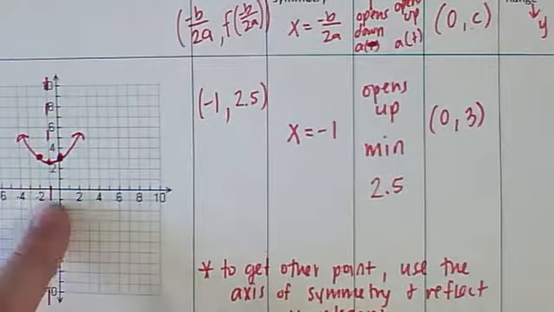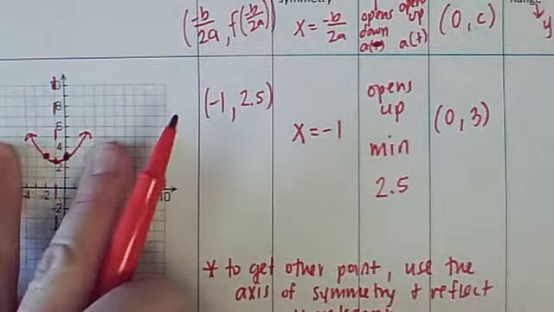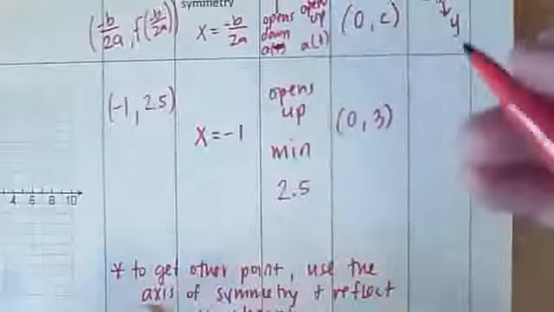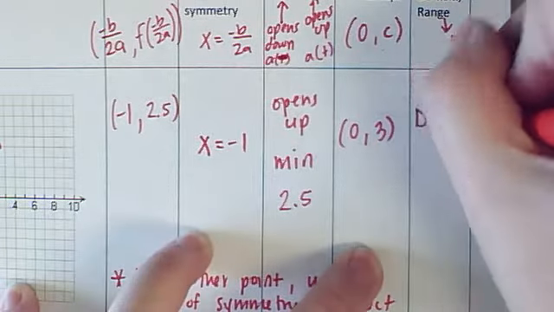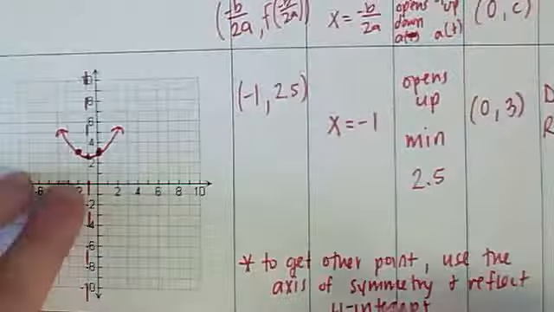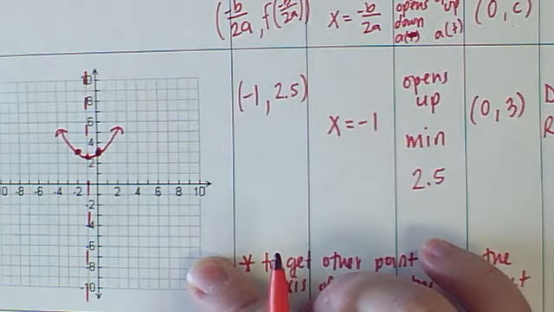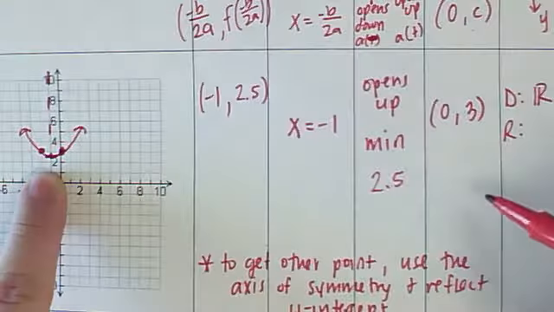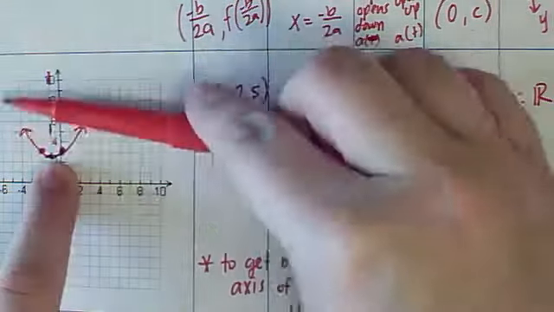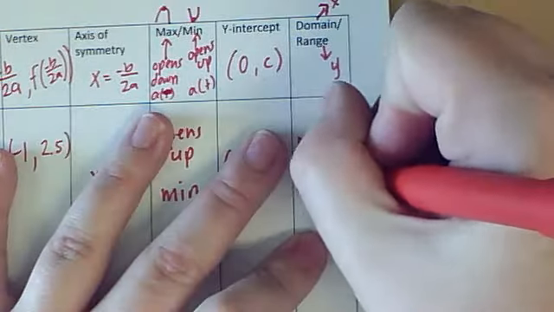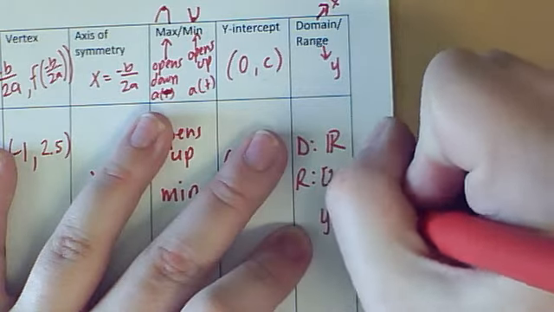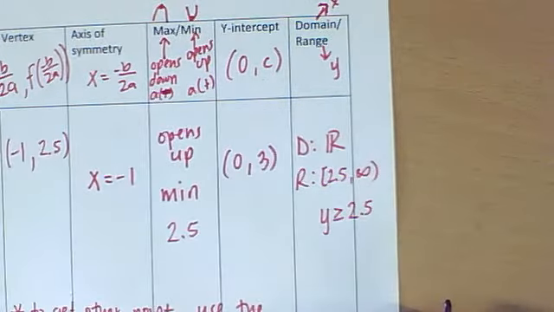Okay, so now domain and range. If I look at my left and right arms, this one's going to the left, this one's going to the right. So my domain is going to be all real numbers. My range, if I look, there's not an arm going down, so it's not negative infinity, but here, this is my minimum value, which we already discovered, so it's 2.5, and then these arms are going to continue going up. So 2.5 to infinity. Or you can write it as y is greater than or equal to 2.5. Okay, so there's that.